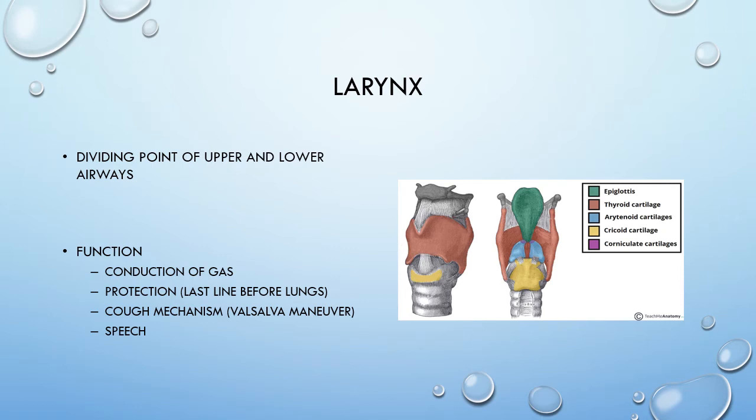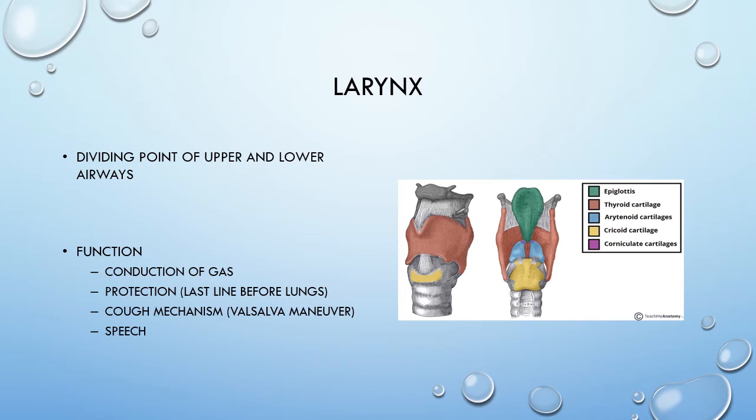So we're going to move a little lower down. We're going to move into the larynx. So the larynx consists of the epiglottis, thyroid cartilage, arytenoid cartilages, cricoid cartilages, and corniculate cartilages. Yeah, they're hard to say, but they're pictured here.